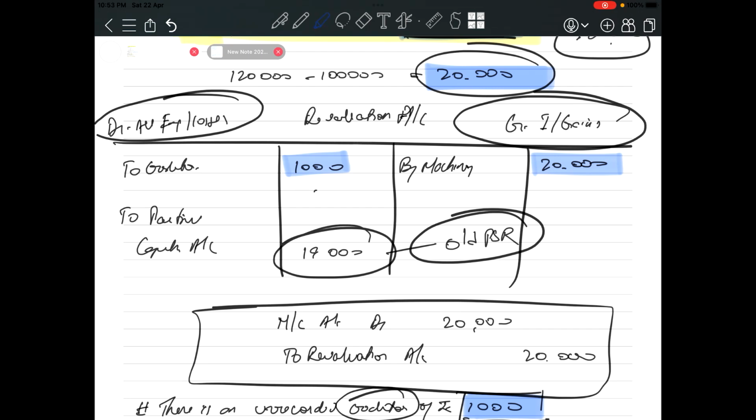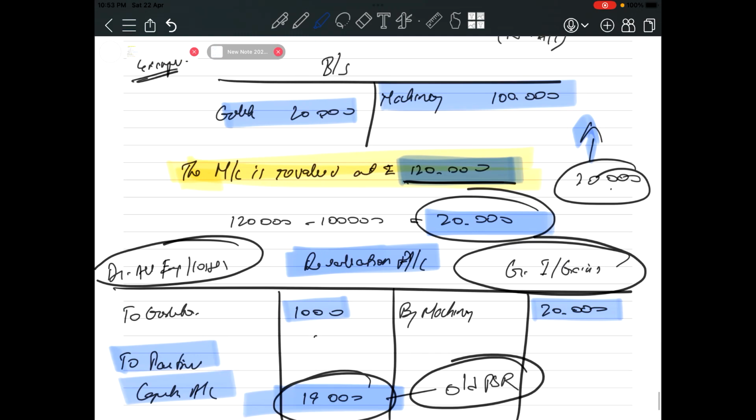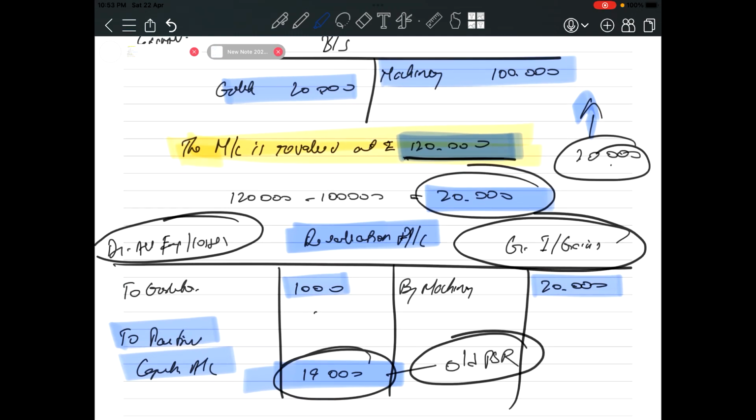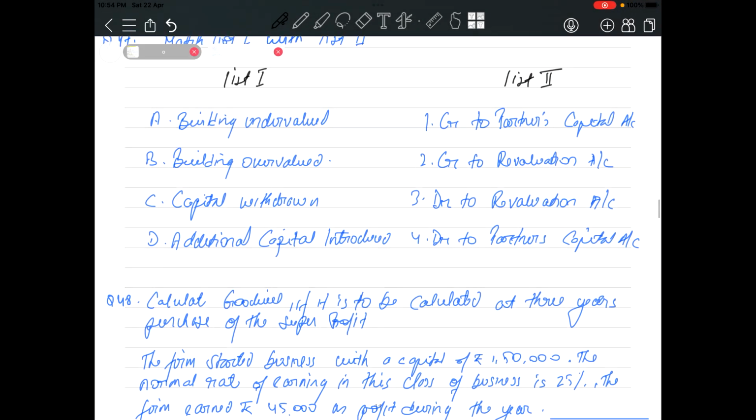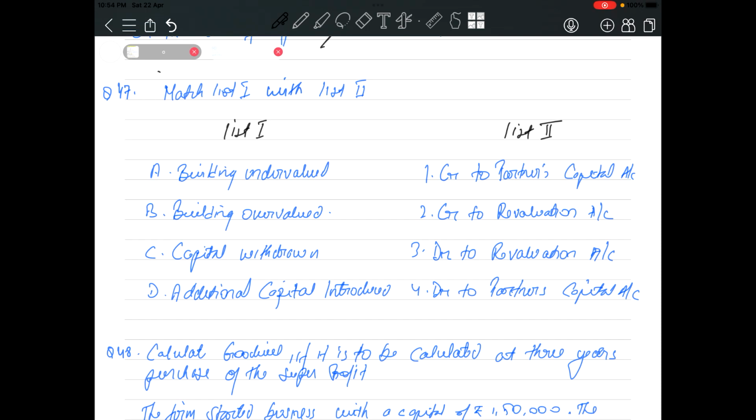Now it is proof that this is a nominal account, because the balance has been transferred to the partners' capital account. Okay, so this is all about the revaluation account. Now let's move to the questions. Let's come back to question number 47. We have to match list 1 with list 2.